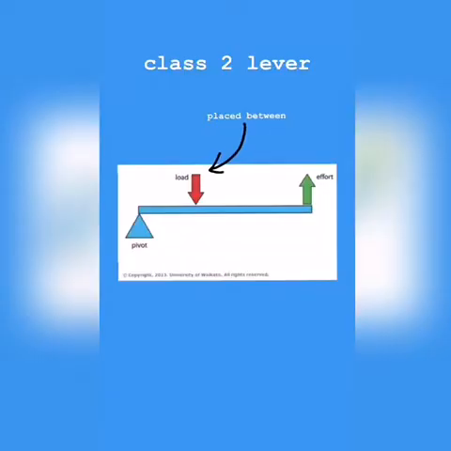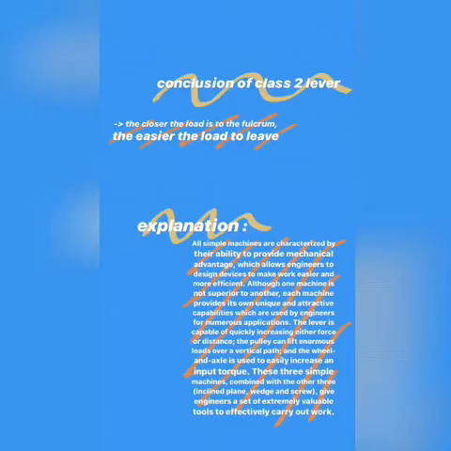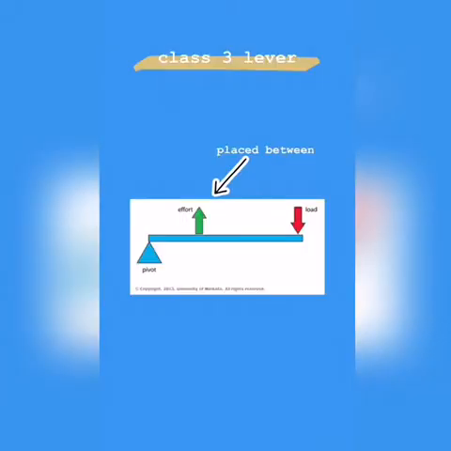So, in class 2 lever, the load is between the effort and fulcrum. The conclusion for the class 2 lever is the closer the load is to the fulcrum, the easier the load to lift. In a class 3 lever, the effort is between the load and the fulcrum.